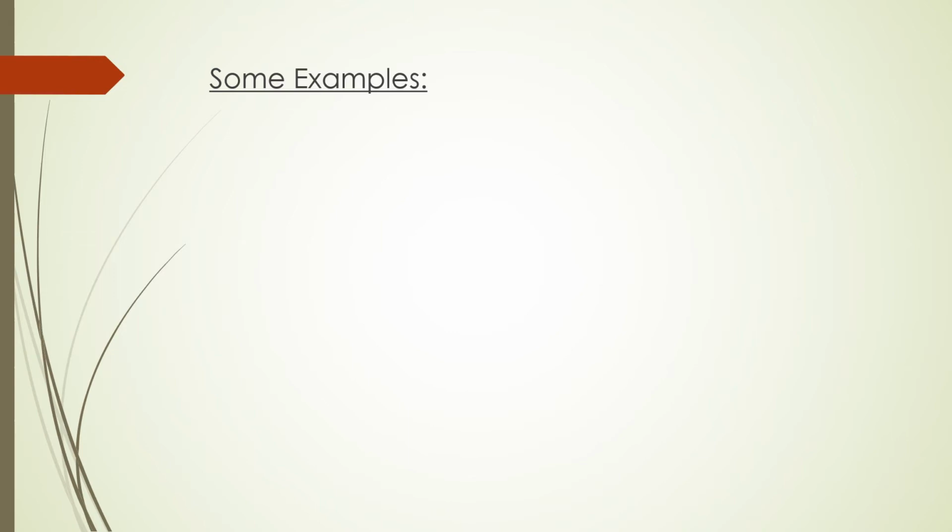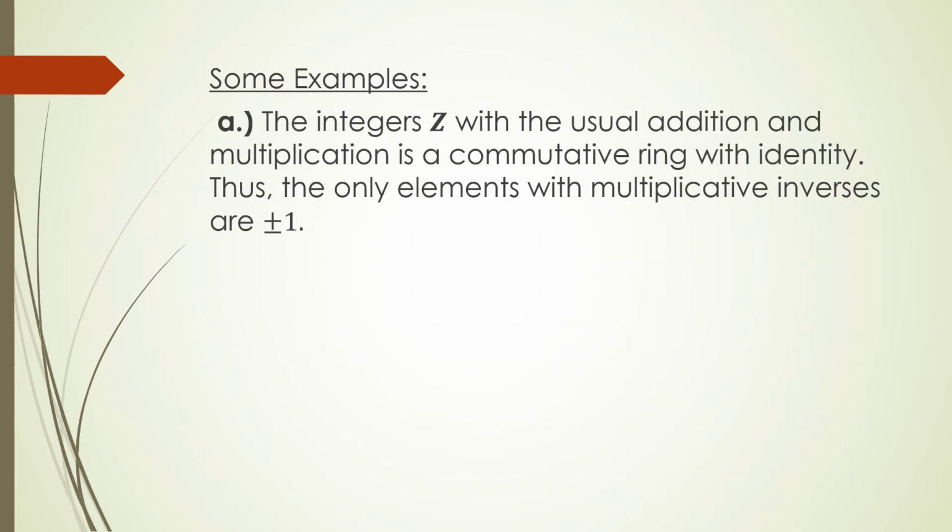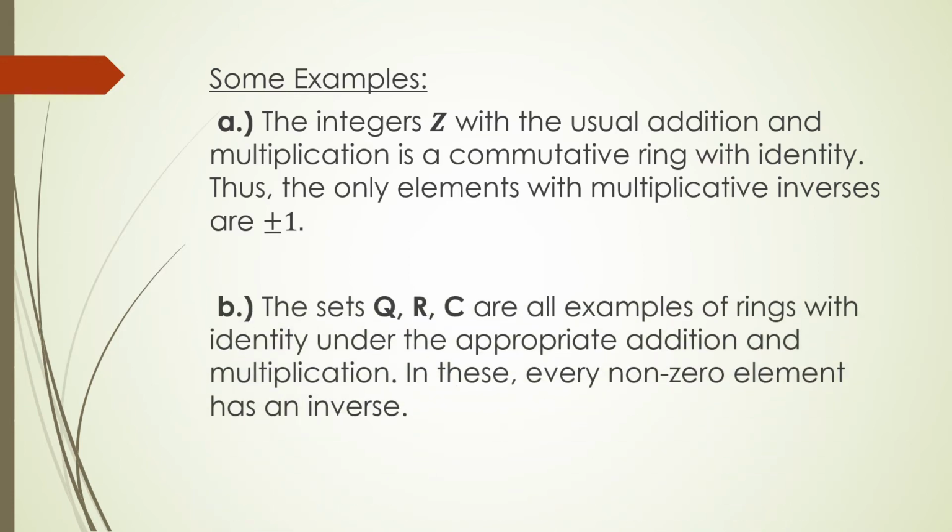Some examples of rings are the following. The integers Z with the usual addition and multiplication form a commutative ring with identity. The only elements with multiplicative inverses are positive and negative 1. The sets Q, R, and C, the rational numbers, real numbers, and complex numbers, are all examples of rings with identity under the appropriate addition and multiplication. In these, every non-zero element has an inverse.